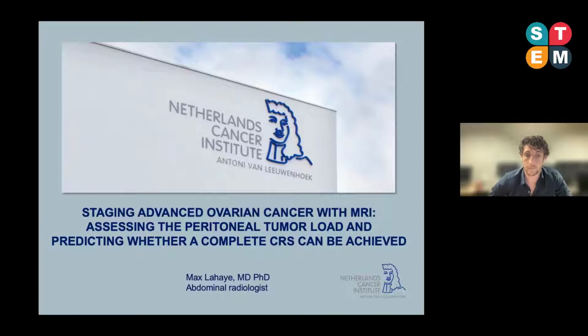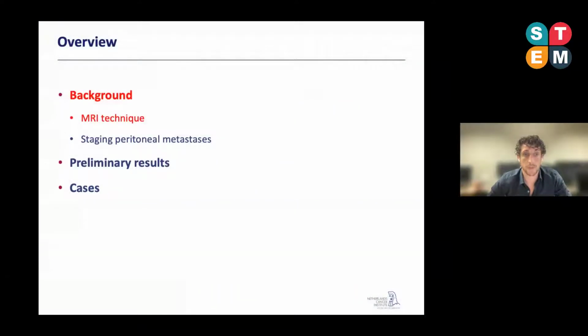So let's go to the first slide. What I'm going to tell you about is a little bit about the background, a little bit about the MRI technique, because I don't think everybody is really acquainted with it, and we'll tell you something about how to stage peritoneal metastasis. I will show you some preliminary results and some cases, just to get you acquainted with this type of imaging, because in the next couple of years, MRI will be used more and more to stage ovarian cancer.